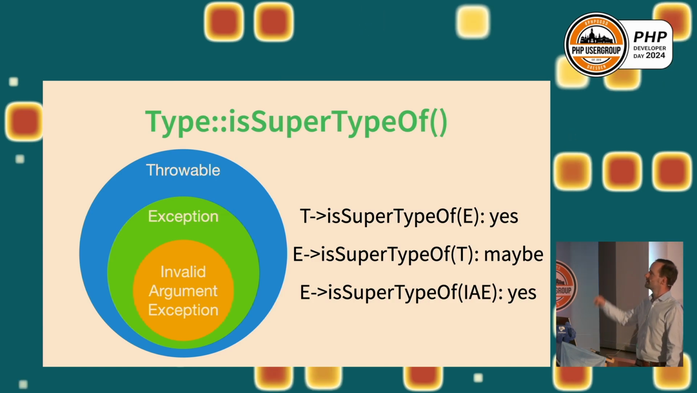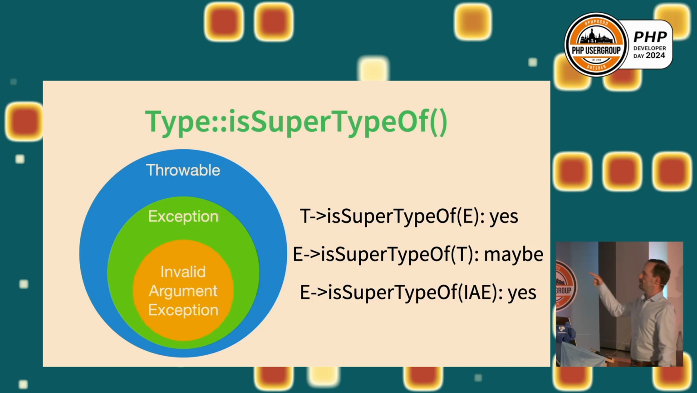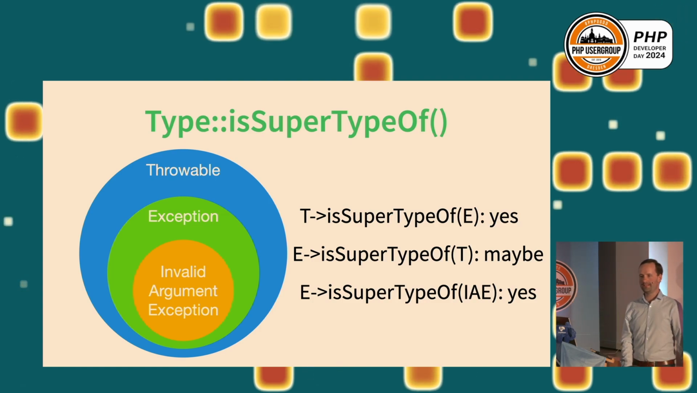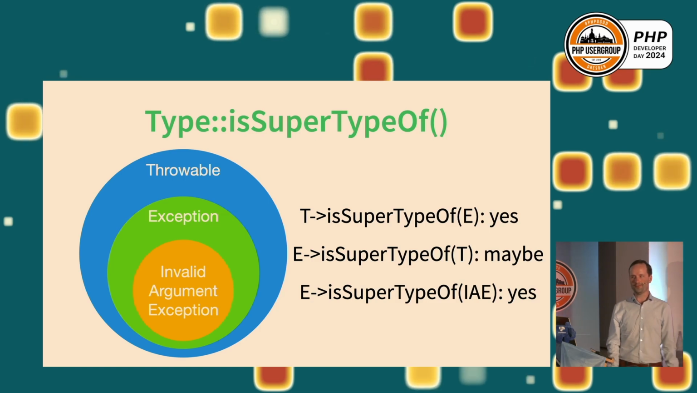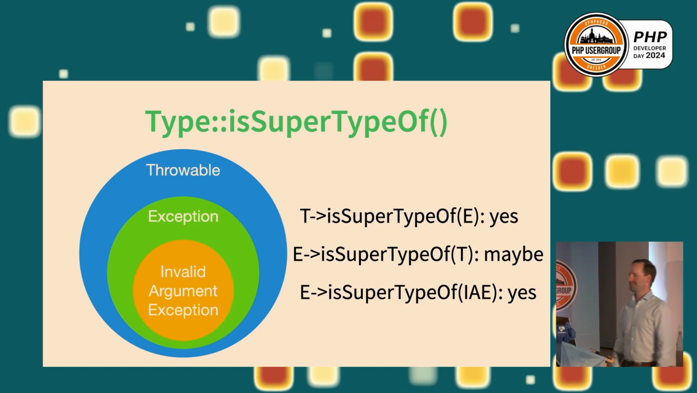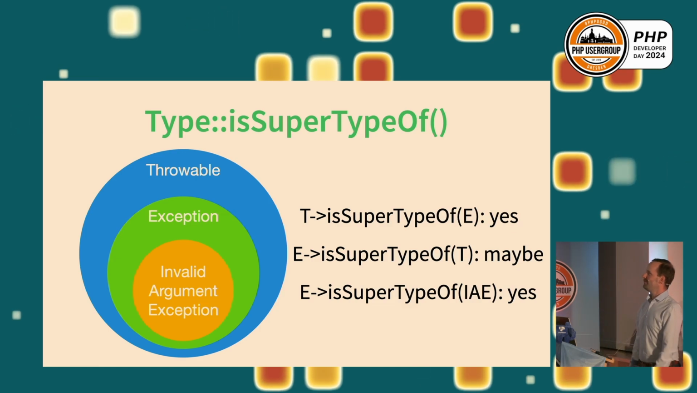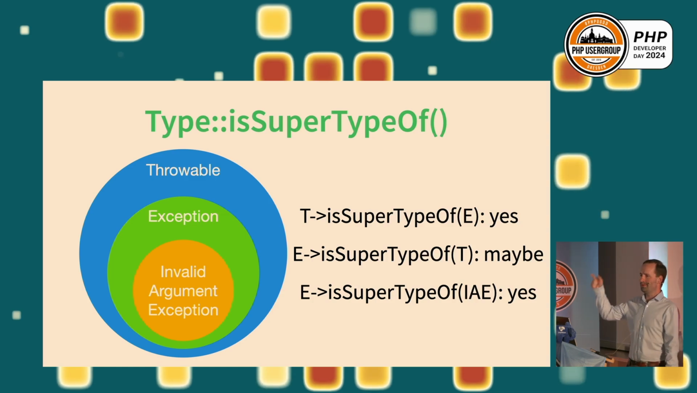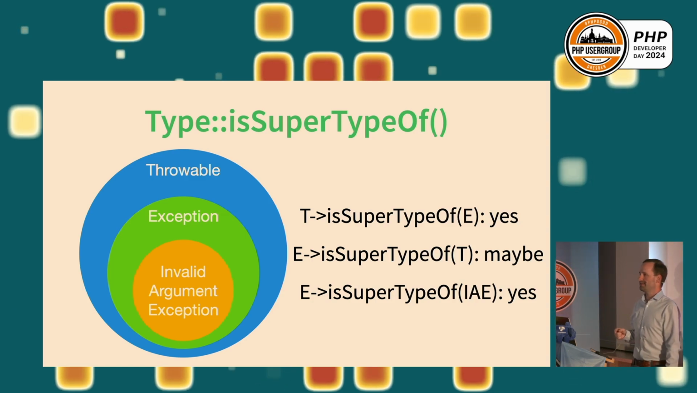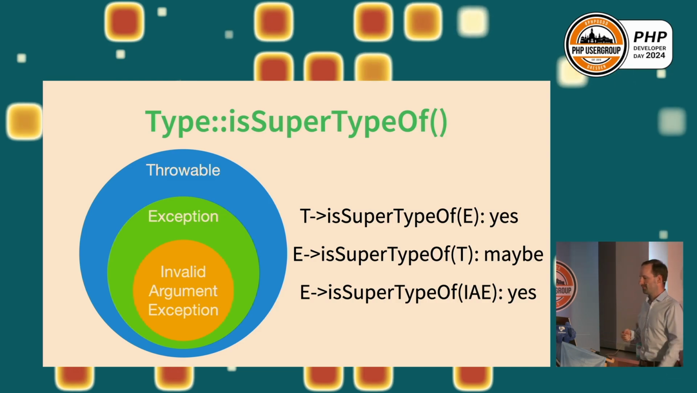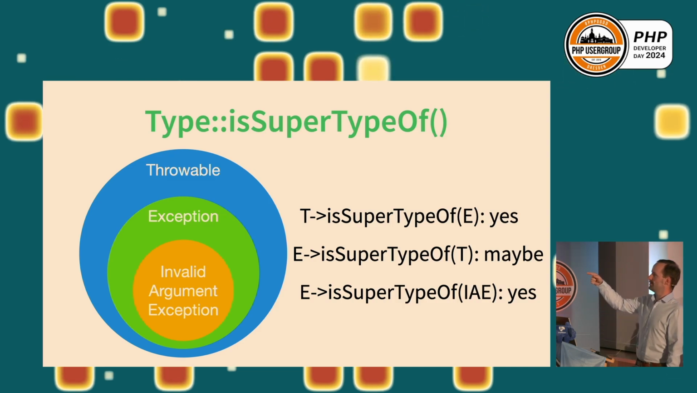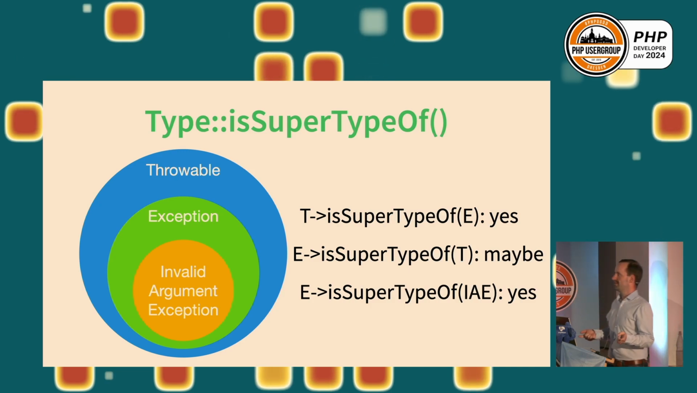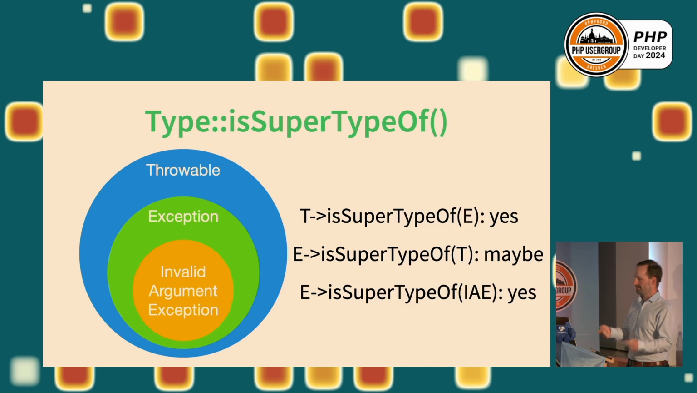So for example, if we ask, is throwable a supertype of exception, we can see that it's clearly a yes, right? And it doesn't just return a Boolean, it returns a trinary logic object, because we also need to say that it's a maybe, right? So if we ask the other way around, if we ask if an exception is a supertype of throwable, it might be, right? It returns maybe because it might be inside the circle or it might be outside the circle. And again, if we ask is exception a supertype of invalid argument exception, again, it's a yes because the entire type of invalid argument exceptions is inside the green exception circle.